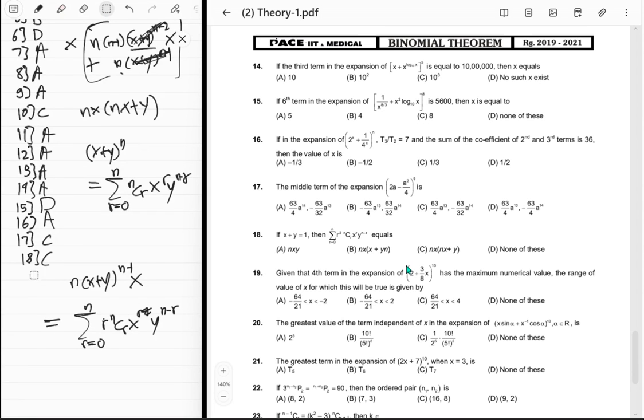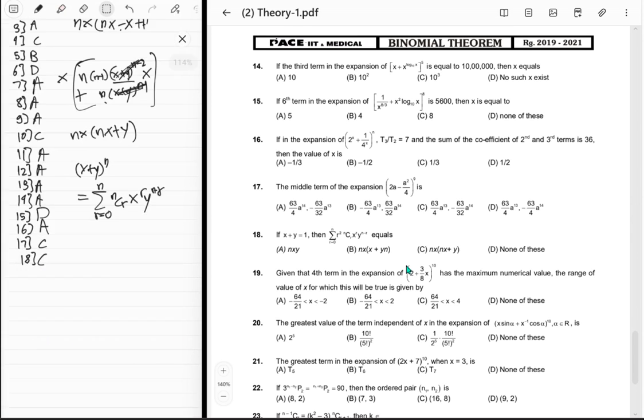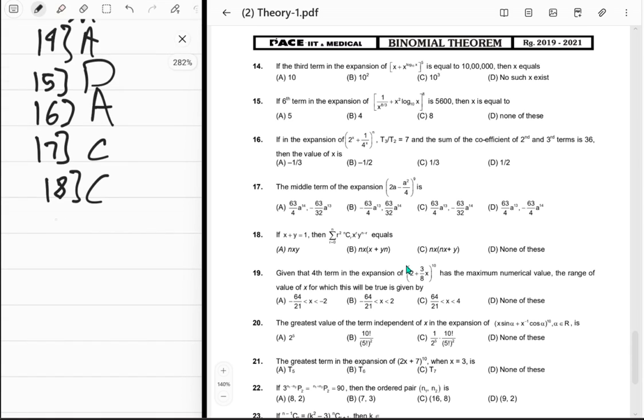Okay, let's go to 19th. Is this multiple choice? No, it's got to be single choice, right? It says 1A is mostly just single choice. So let's go to 19th now.